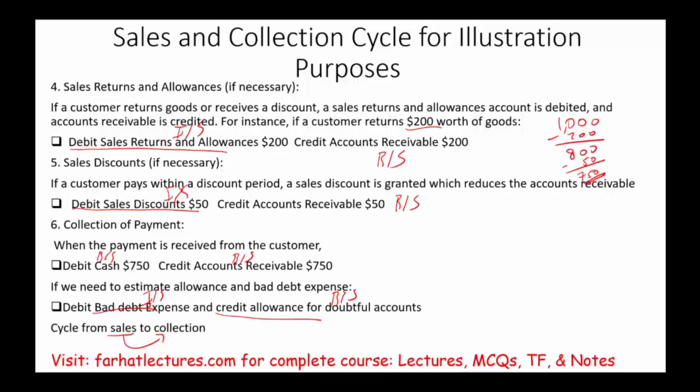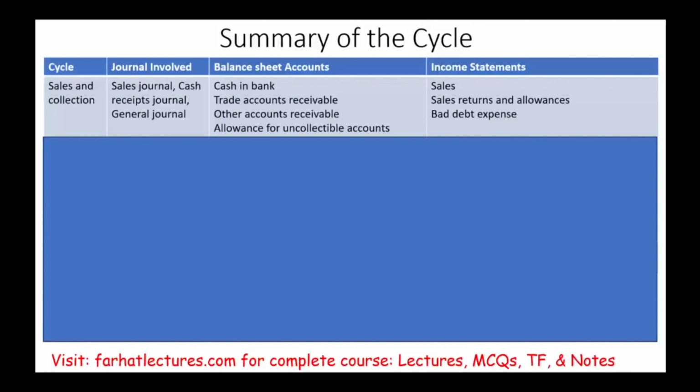Those are the various accounts. Now what we do is we assign one group or one individual to look at this cycle. The cycle is called the sales and collection cycle. Which journals are involved? Since we are making sales on account, we're going to look at the sales journal, obviously the cash receipt journal, we're going to be receiving cash, and the general journal for transactions that we have to journalize.